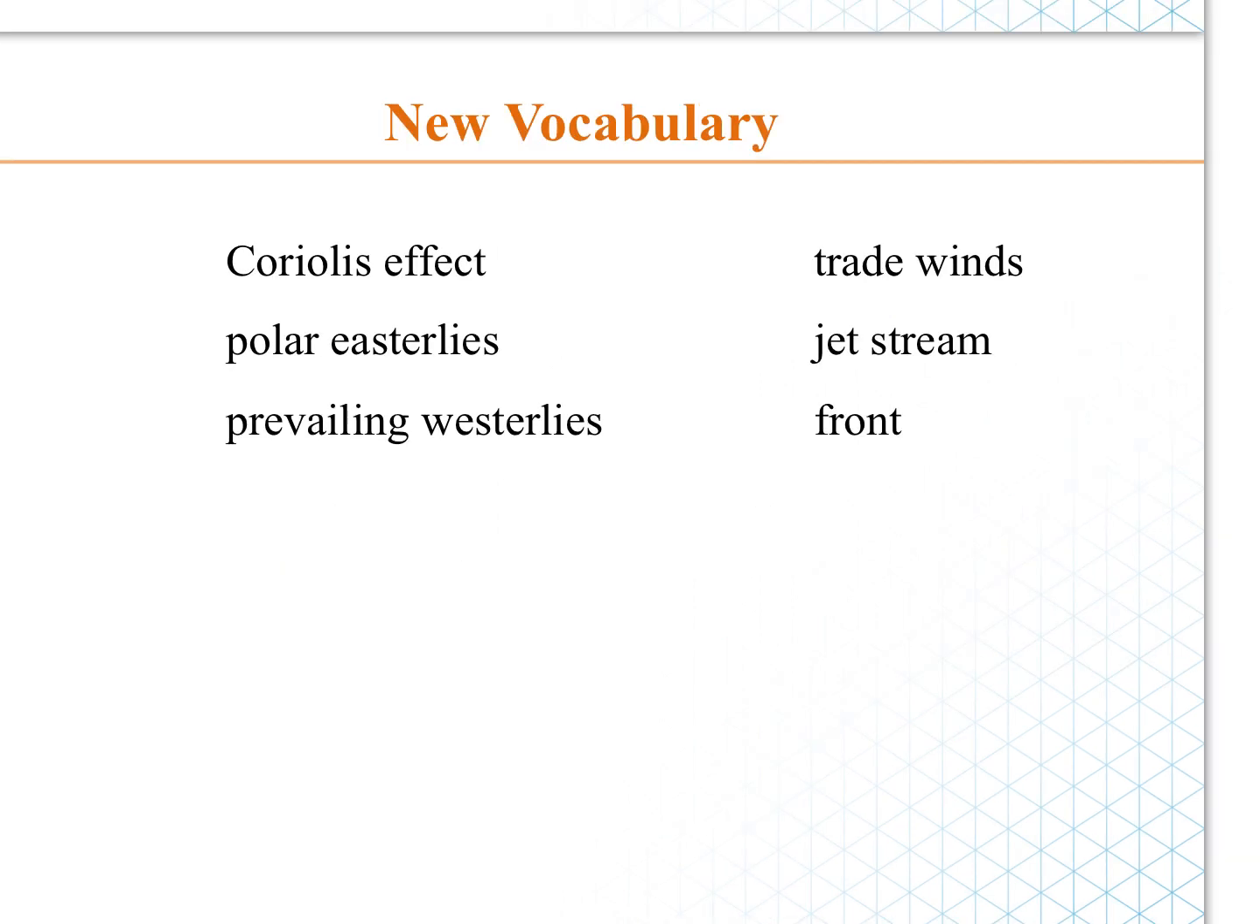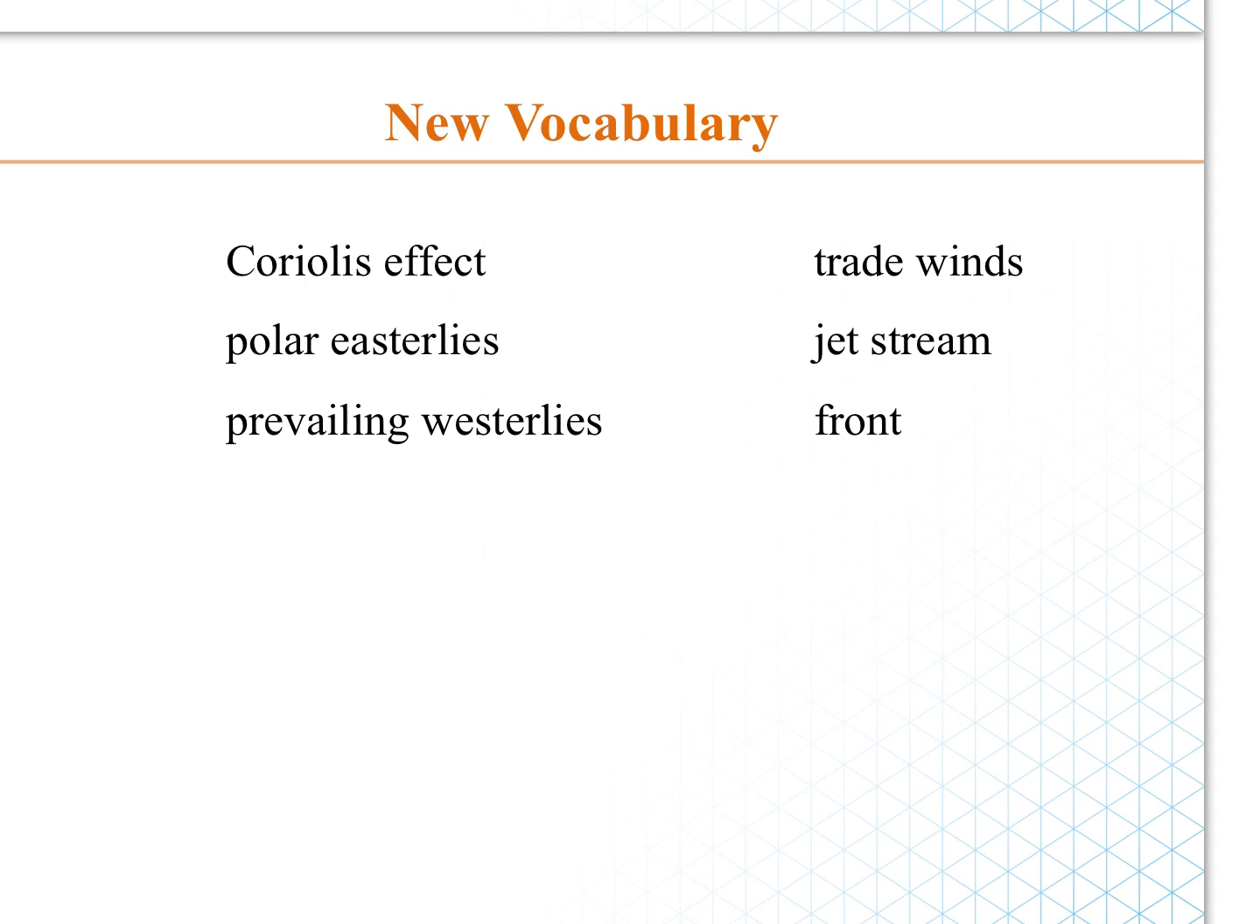So a quick overview of some of the vocab we're going to need to know for this. Again, you hopefully have turned in your vocab, but the Coriolis effect, polar easterlies, prevailing westerlies, trade winds, jet stream, and front. By the end of this section, we should see how all of these different terms really help us to understand planetary winds.